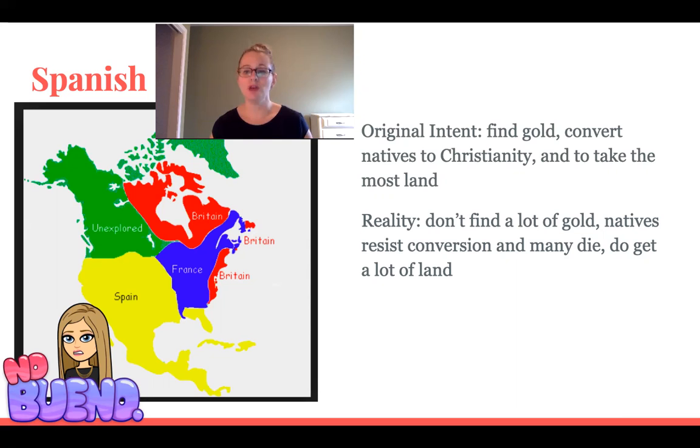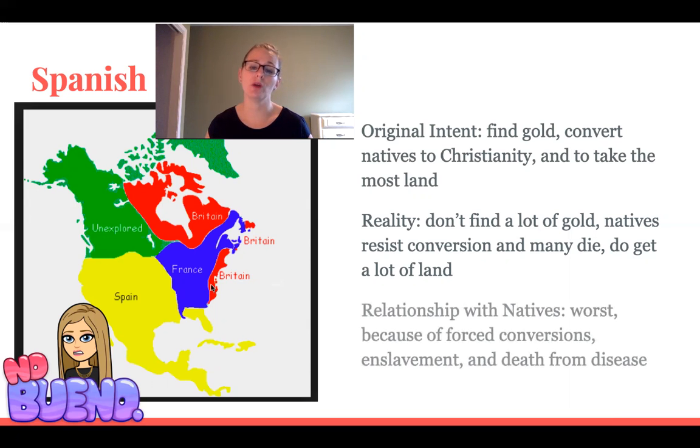Most of the Spanish conquistadors that are going out on these conquests are not super successful. When they do have relations with the natives, a lot of the Native Americans resist conversion. They don't want to switch their religion and follow Jesus and God and stuff like that. And as a result of that resistance, a lot of them are going to die because a lot of them are going to get killed. They're not going to be treated very well by the Spanish, but they do have success at getting the most territory. So as you can see here, they really have the biggest amount of land to claim at this time. Obviously, that's not going to continue to be the case.